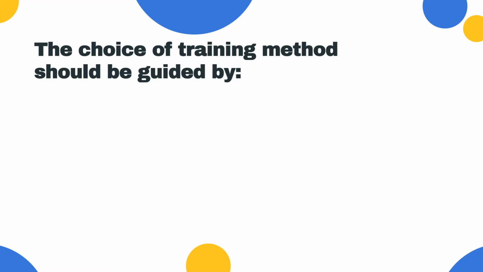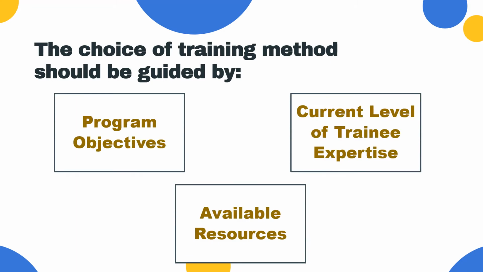So the choice of training method should be guided by three things. First, the program objectives. Second, an explicit consideration of the current level of trainee expertise. And the third is the resources available, both human and technological resources.